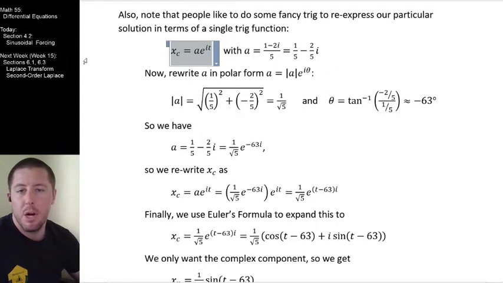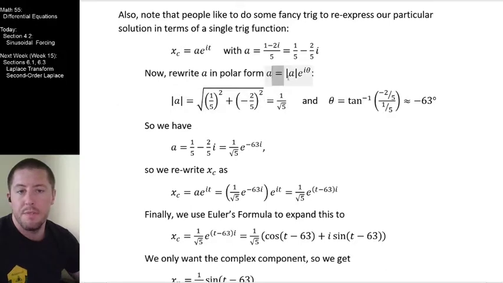So here's what happened. We wanted to find our particular component of our overall solution. So we complexified, that's why I'm calling it x sub c, and we made our guess that we were going to get A e to the it. We did some math, and we found that our A should be 1/5 minus 2/5 i. But since A is a complex number, A also has a polar form that involves exponentials with base e. And that's important because the other thing that A is multiplying is an exponential base e. So maybe those can combine nicely.